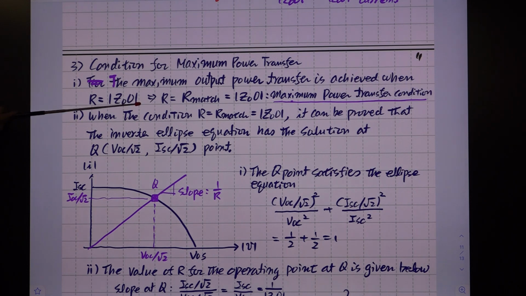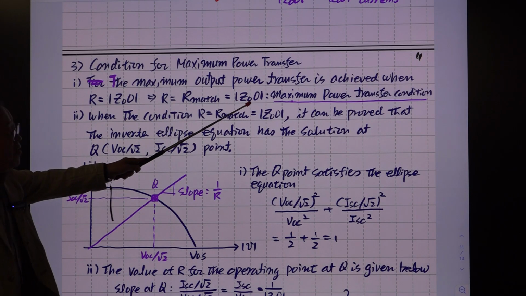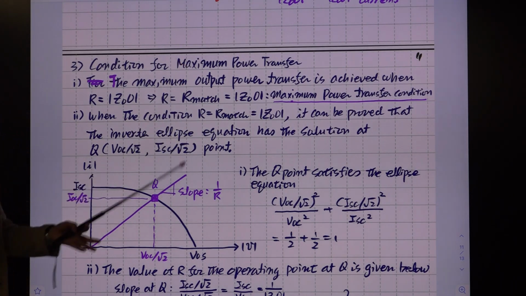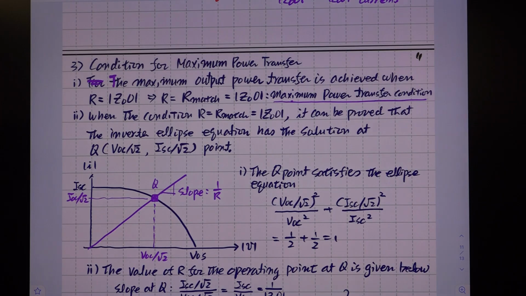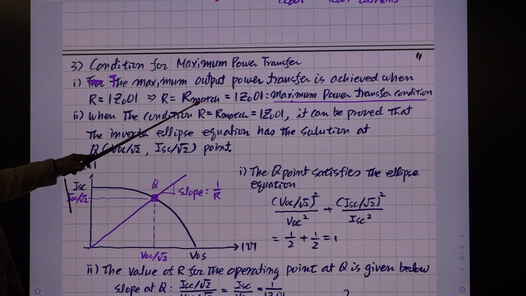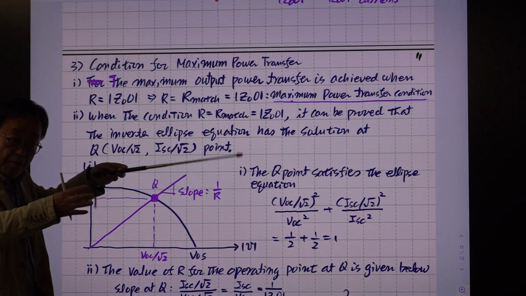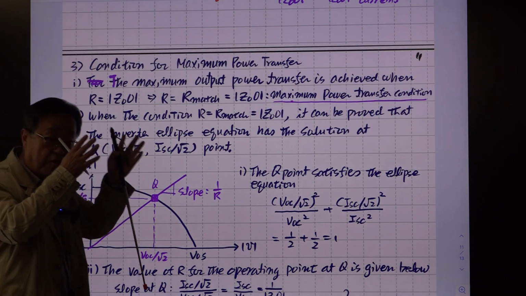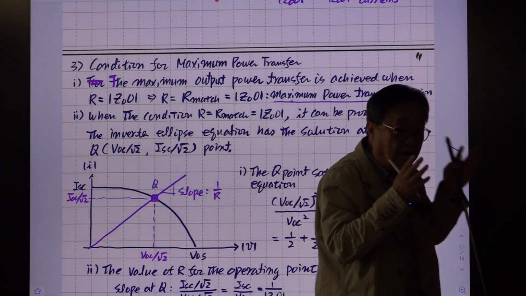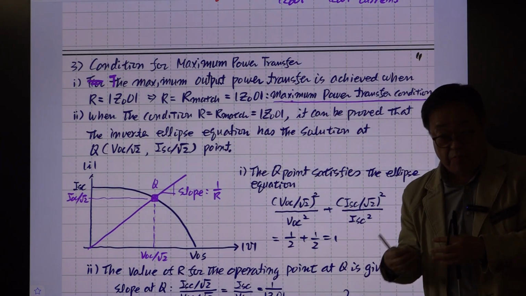This is well known from basic circuit theory. Maybe you studied this in class. When R is this one, this converter can transfer the maximum power. We call it R match, and the value of R match is just the output impedance of the converter, the magnitude of that. We will deliver the maximum power.